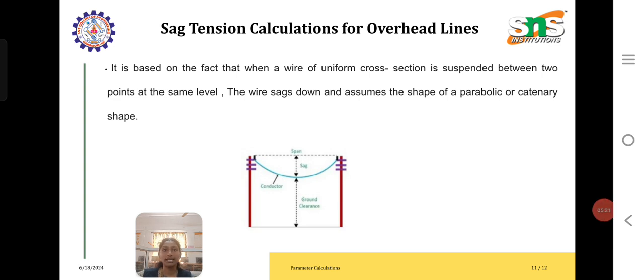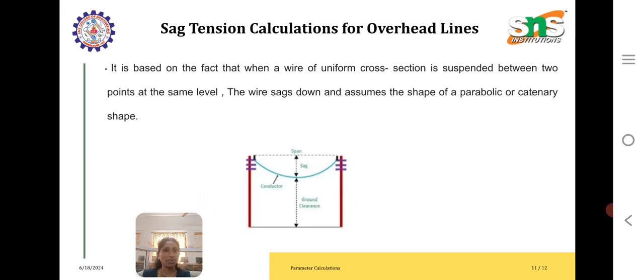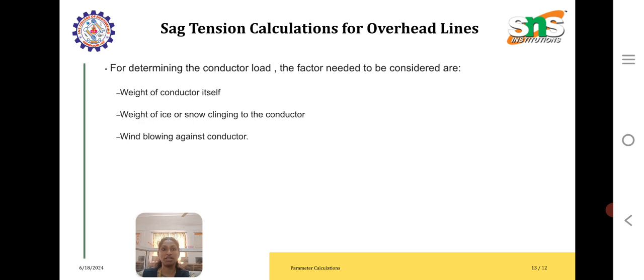And sag tension calculations for overhead lines. It is clearly seen: this is the conductor, and that is span and sag. It is based on the fact that when a wire of uniform cross section is suspended between 2 points at the same level, the wire sags down and assumes the shape of a parabola, or we call it a catenary shape. The main factors in the design and stringing of conductors on the supports are the conductor load per unit length, conductor tension, span distance between the supports, and temperature. These have to be considered. These are the main factors.